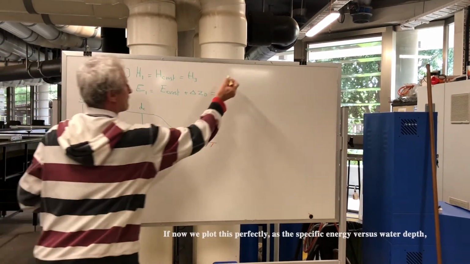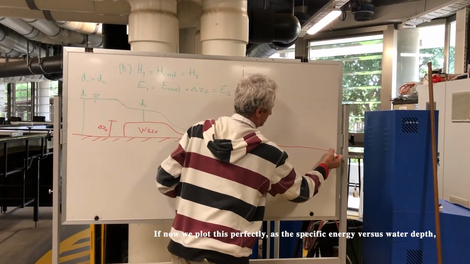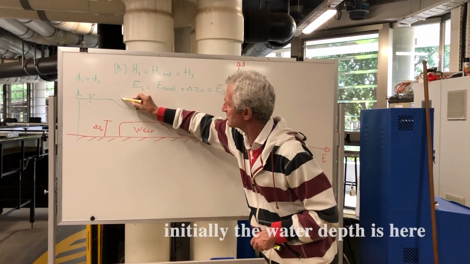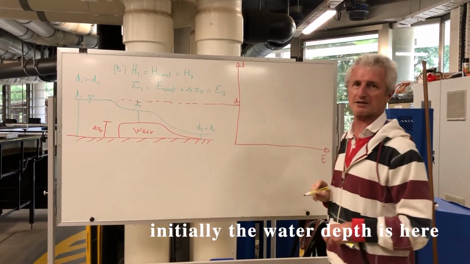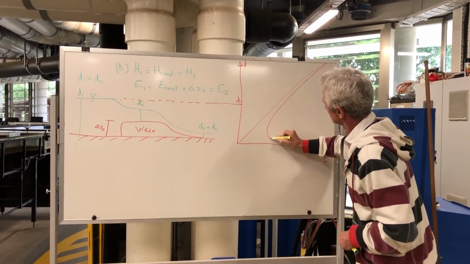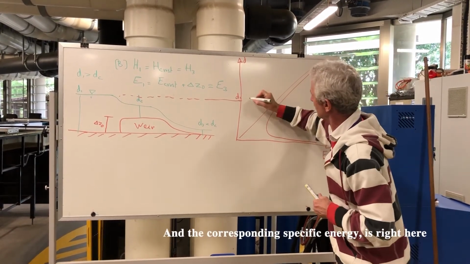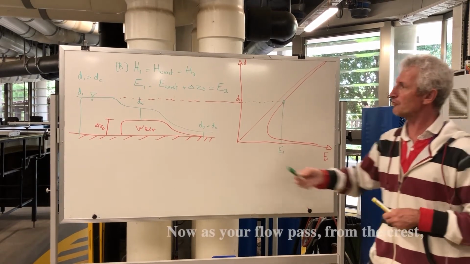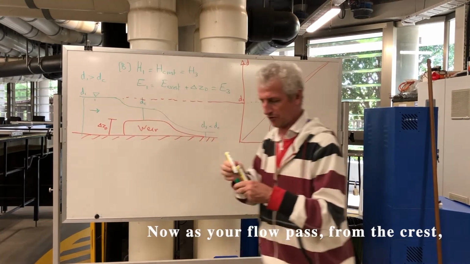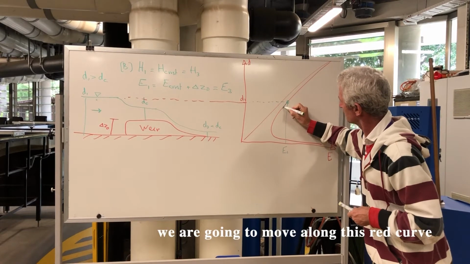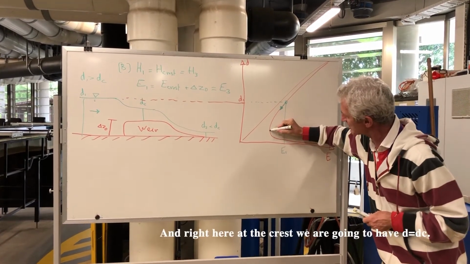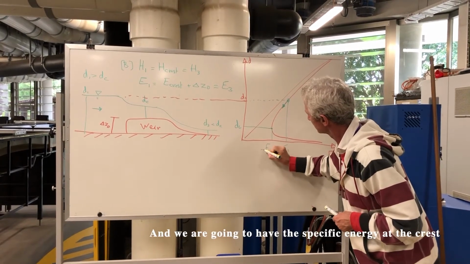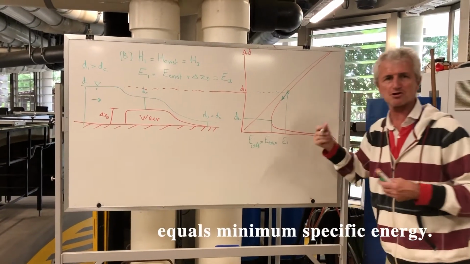If now we plot this graphically, as the specific energy versus water depth, initially our water depth is here, and the corresponding specific energy is right here. Once the flow passes through the crest, we are going to move along this red curve. And right here at the crest, we have D equal Dc, and the specific energy at the crest equals the minimum specific energy.